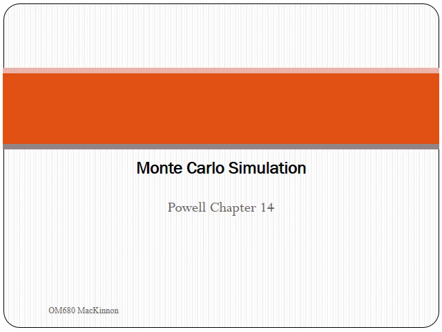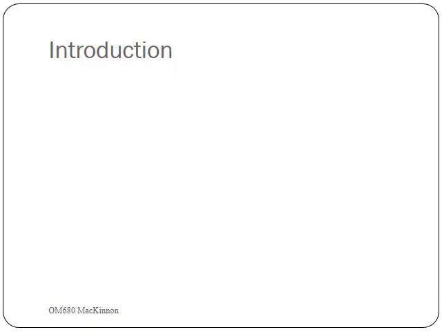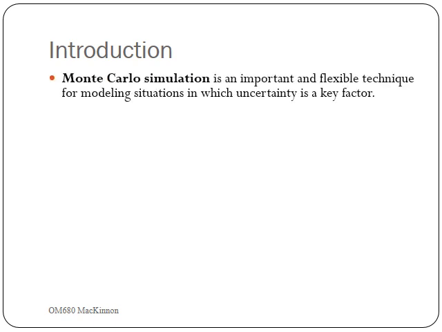All right, let's get into chapter 14 of the Powell text, Monte Carlo simulation. So what is a Monte Carlo simulation? It is a way of performing calculations or providing estimates, modeling different situations under uncertainty. A little bit like the last chapter with decision trees, but a bit more sophisticated.